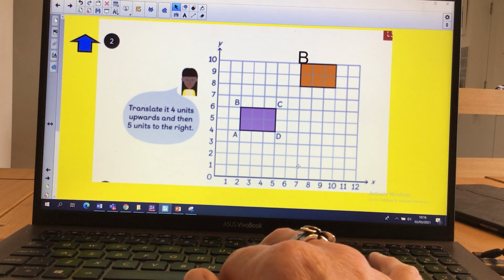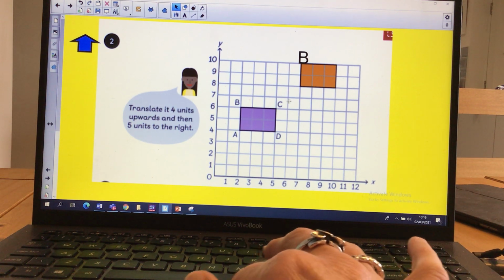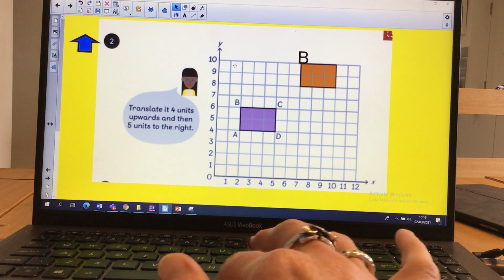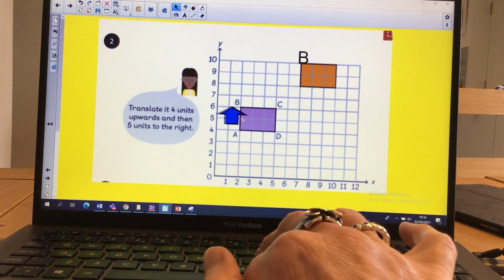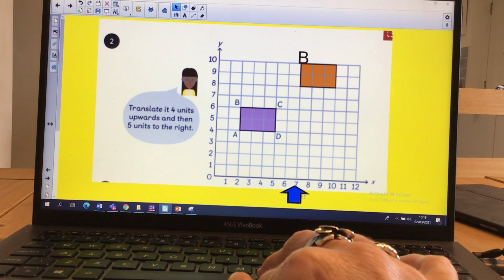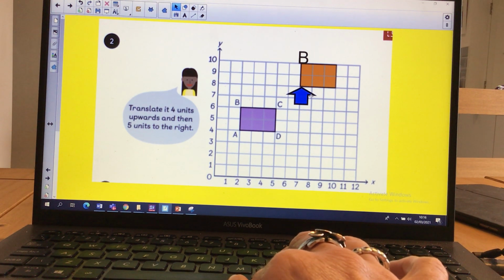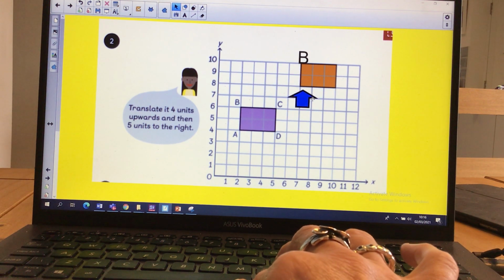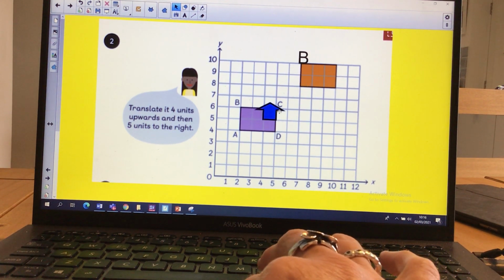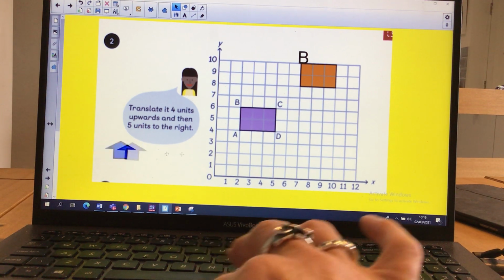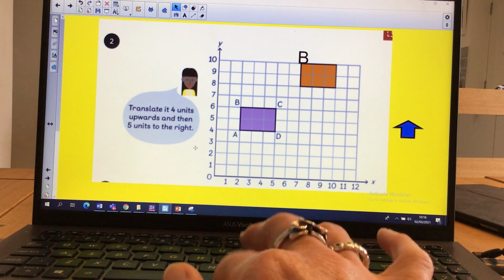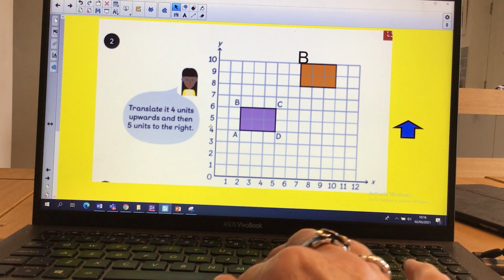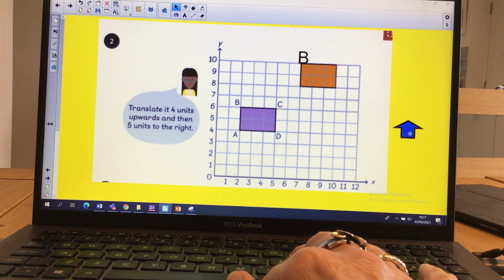Okay, so this time it says we've got this point here. This is B, so you can see, and you can see we've got a part of the rectangle at 7 there, so that must be point A, must be on 7, 8, okay? But again, I just like to know that that bit there is B and that bit there is A, so I've labelled some of the rectangle. She says translate it 4 units upwards and then 5 units right.